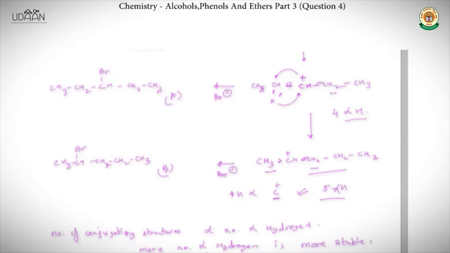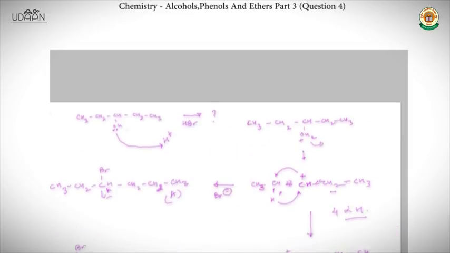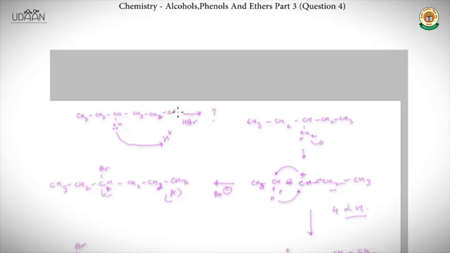And one more important point about this is that the configuration of the carbon, if it's chiral, doesn't change. It means there is a retention of configuration. Like in this case, if we make it CH2 and CH3, then this is a chiral compound. So its configuration after adding HBr will not change. It will be the same. If it's S over here, it will be S again over here, as it's following an SN1 reaction.